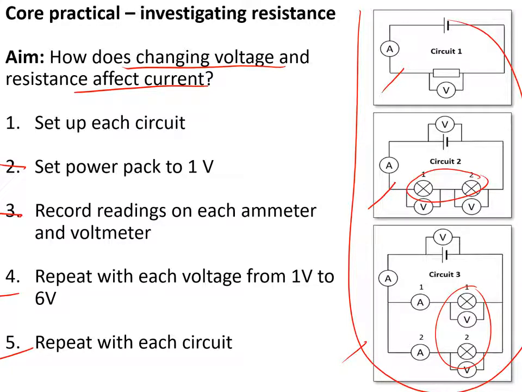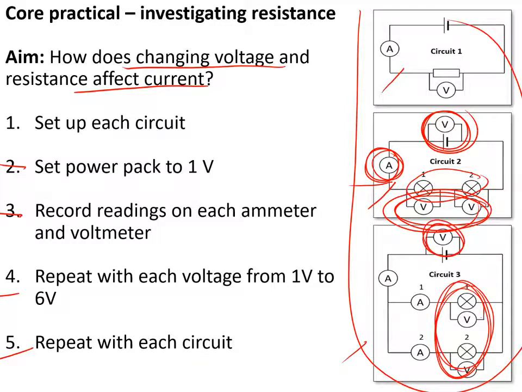And we found a few things. First of all, in general, increasing the voltage increased the current, and increasing the resistance decreased the current. We found that on the series circuit, the current was the same the whole way through, but the voltage was shared out equally between the 2 bulbs, so it was half of what was at the power pack. And on the parallel circuit, the voltage was the same at each voltmeter as it was at the power pack, but the current got split out across each branch.